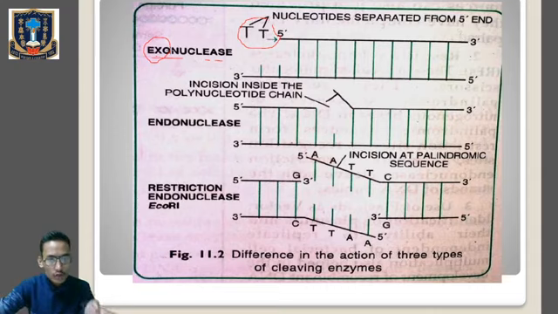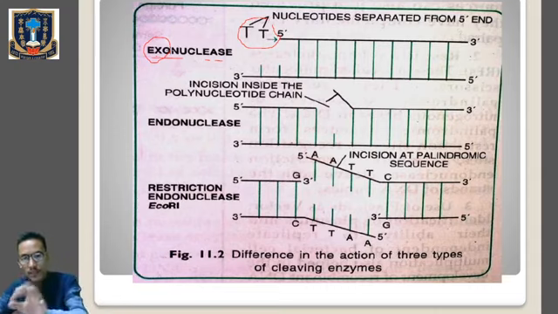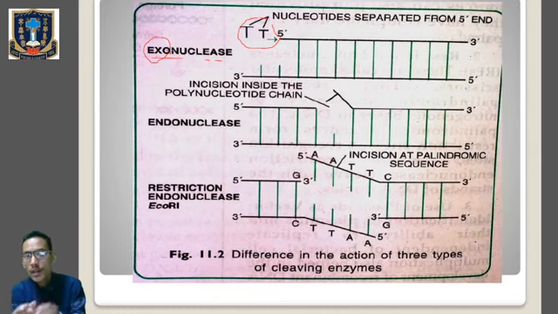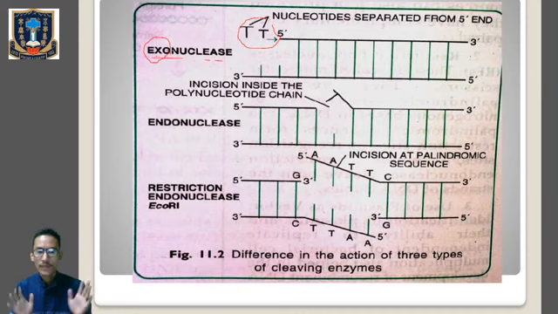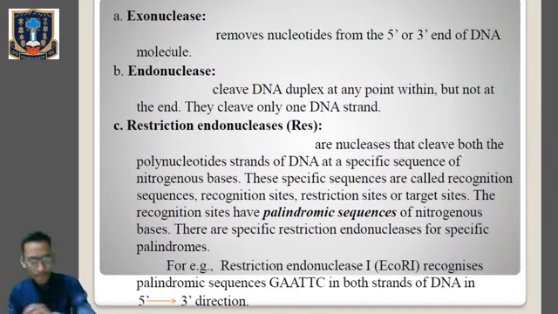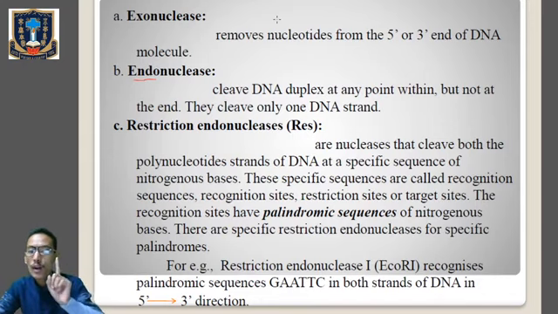Okay, so exonuclease will remove the nucleotide from the 5' end or from the 3' end of the DNA molecule, but only one strand of DNA will be clipped by the exonuclease enzyme. Clear? Second one, endonuclease will clip the DNA duplex at any point within, in between. Endo means inside, so within any DNA molecule it will clip the segments of DNA, the bases of DNA, but not at the end. They clip only one DNA strand.